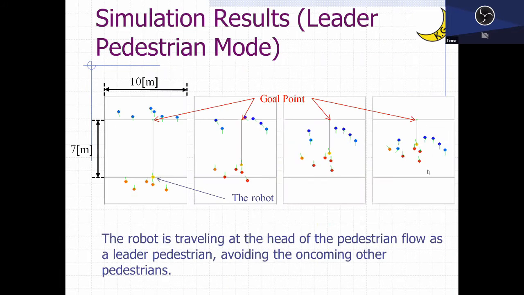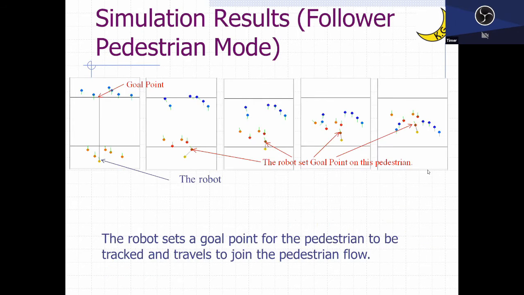This is the simulation result in case of leader pedestrian mode. The robot is traveling at the head of the pedestrian flow as a leader pedestrian, avoiding the oncoming pedestrians. And this is a simulation result in case of the follower pedestrian mode. The robot sets the goal point for the pedestrian to be tracked and travels to join the pedestrian flow.